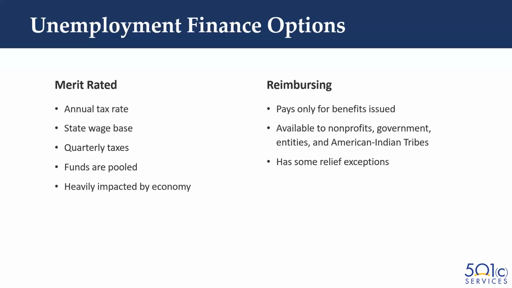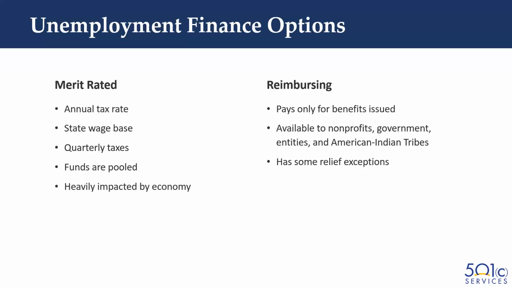So that's $2,112 per employee. So let's say you have 100 employees. That's $211,200 you could pay this year, regardless of whether you've had any unemployment claims.